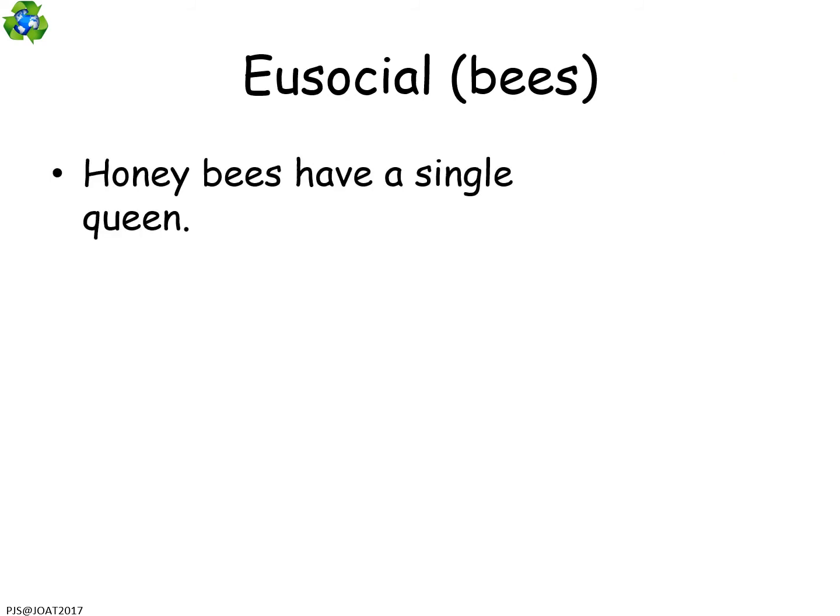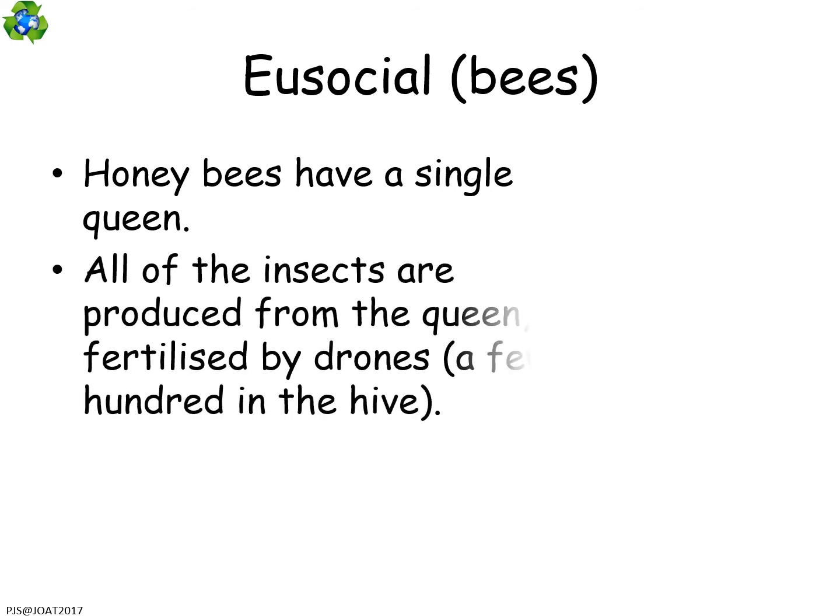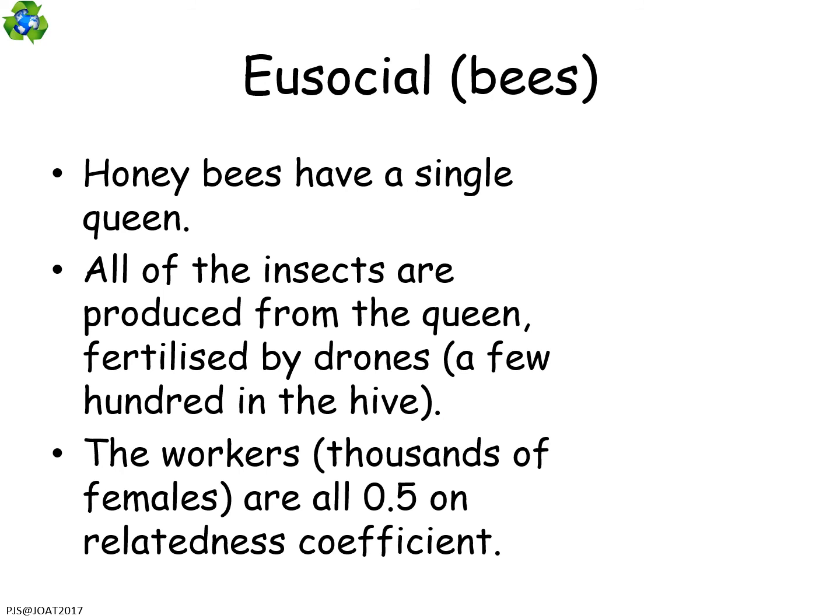So in bees, a very specific type of social insect, we have a single queen. All of the insects are produced from the queen, and they are fertilized by a small number of drones. And then the workers are all females, and they have a 0.5 relatedness coefficient to the queen, so therefore they have a real reason to work together to make the colony survive.